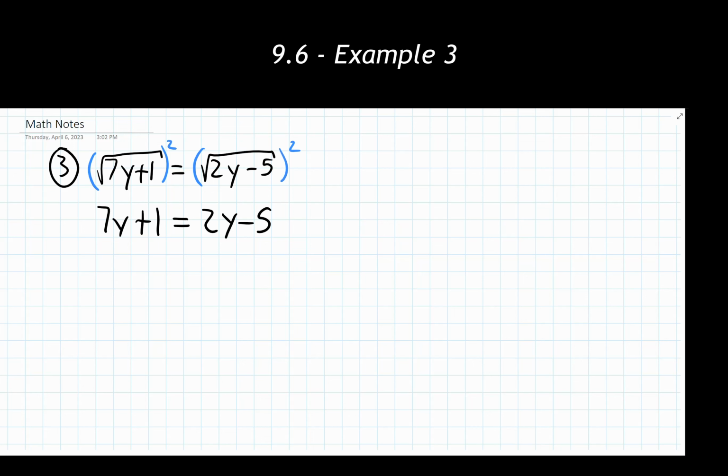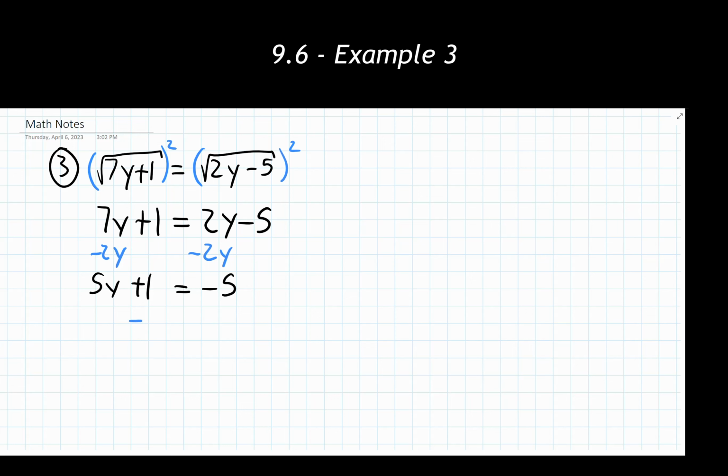Then taking a look at step 3, do I have any radicals left over? No, I don't. So I'm just solving this with the information I've been given. Just 7y plus 1 equals 2y plus 5. Or minus 5, I should say. Awesome. So I'm going to get rid of the variable terms on one side of this equation. I'm going to eliminate them on the right side because it's a lower value. I'm getting 5y plus 1 as a result on the left side, and that equals negative 5 on the right side.